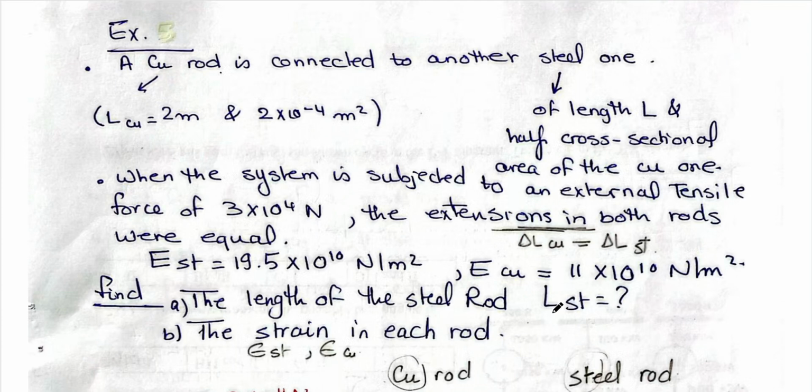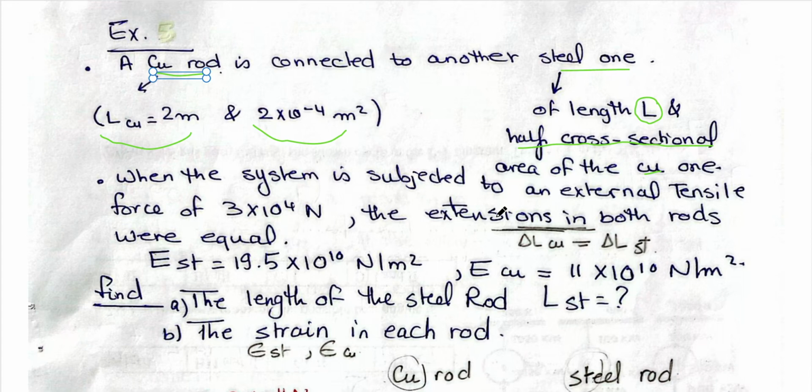Example 2. In this problem, we have a copper rod connected to another steel one. So now we have two rods. The length of the copper rod is given as 2 meters, and its cross-sectional area is also given. As for the steel one, its length is L, which is unknown. We don't know the length of the steel rod. And its area is half that of copper. We have the area of copper, so the area of steel is half its value.